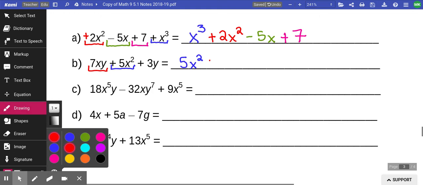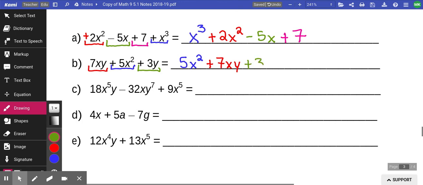The second thing would be this plus 7xy. And the third thing would be this plus 3y. Highest degree to lowest degree.